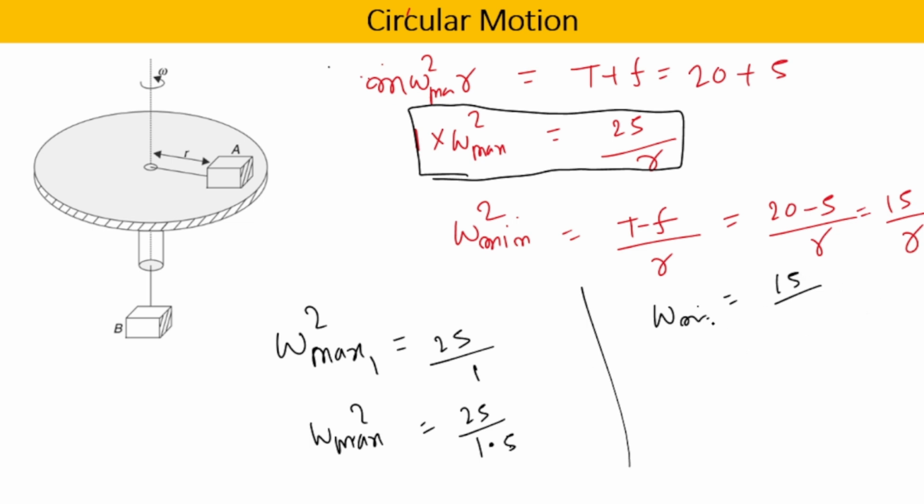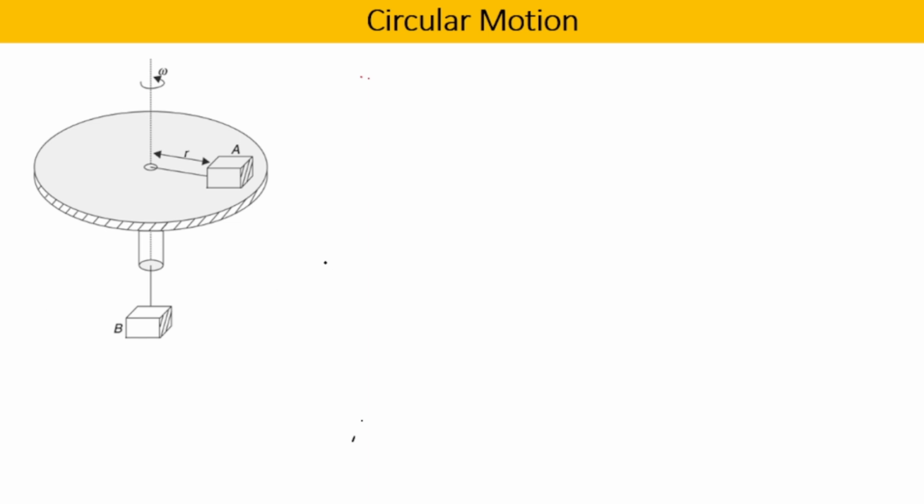So this omega minimum, if you want to calculate it, what will you do? 15 by 1, and in the next case omega minimum will be what? 15 by how much? 1.5. So I mean which value to consider?